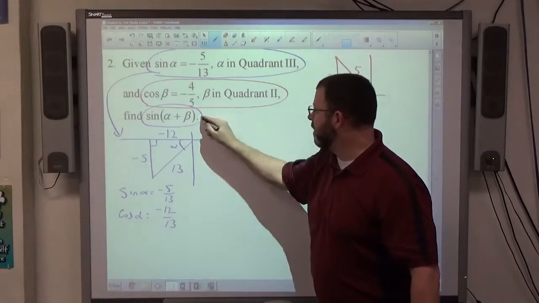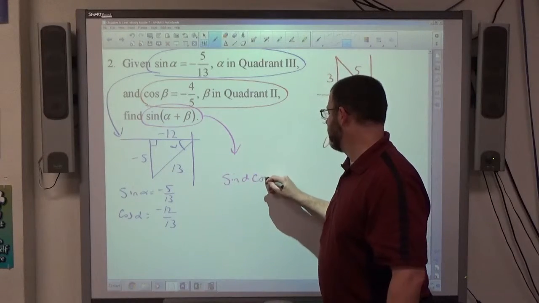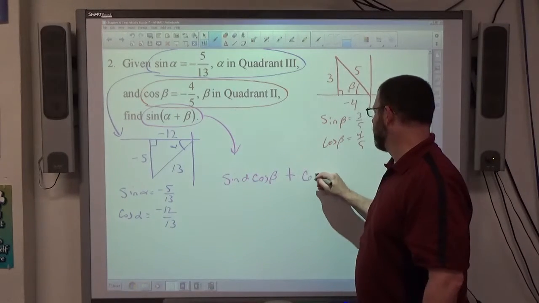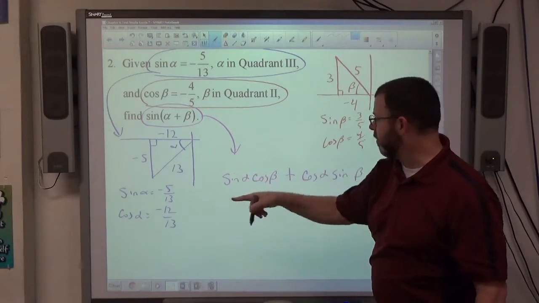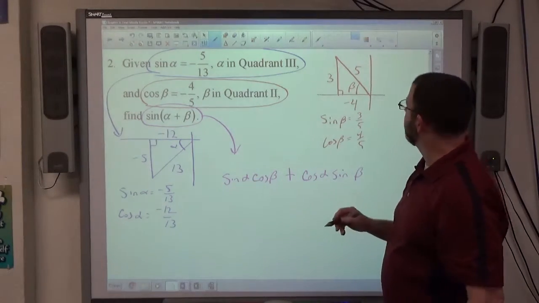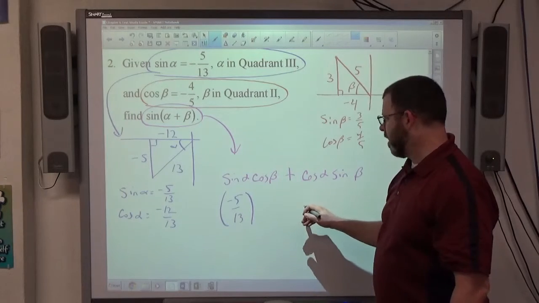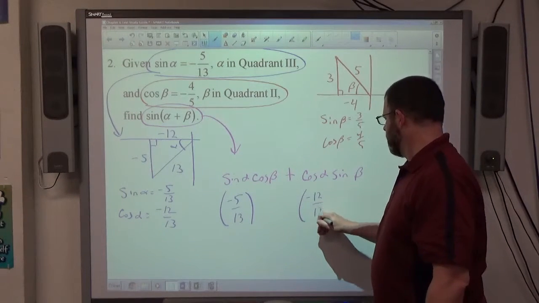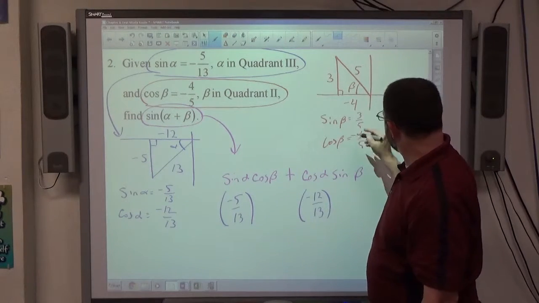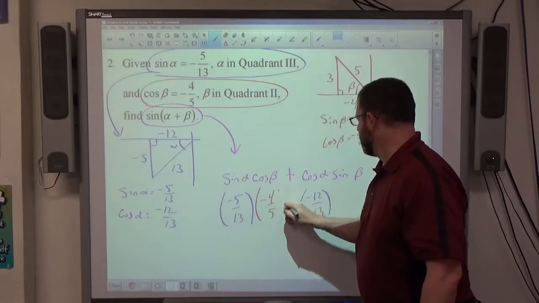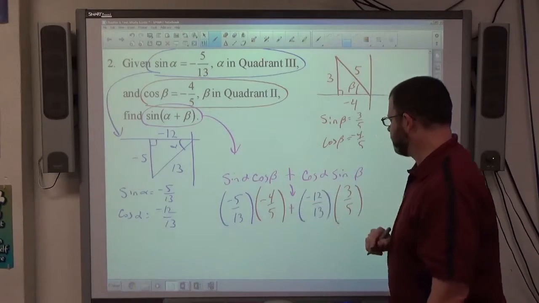Those are my directions. Sine of alpha plus beta, but from number 32 again, is sine of alpha, cosine of beta, same operation, cosine of alpha, sine of beta. Once again, I know the sine of alpha, the cosine of alpha from over there, cosine and sine of beta from over here, so it's just a matter of putting those in there. So sine of alpha is negative 5/13. Cosine of alpha is negative 12/13. Cosine of beta is negative 4/5. Sine of beta is positive 3/5. And these are being added together.